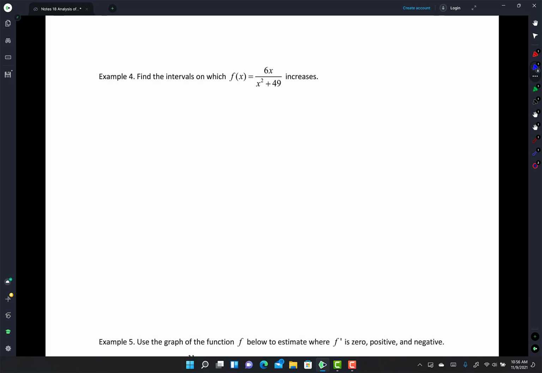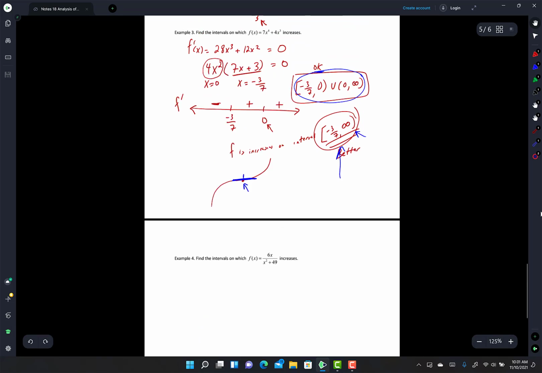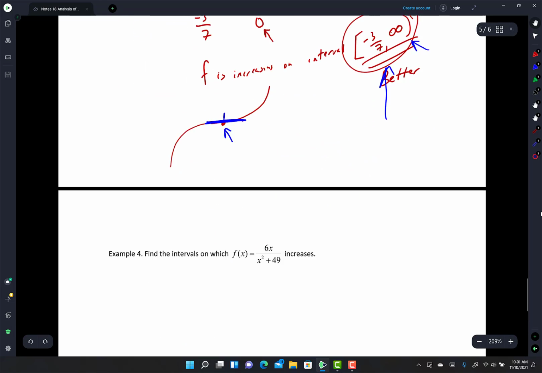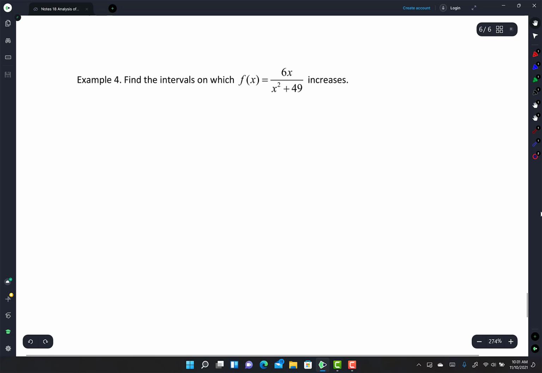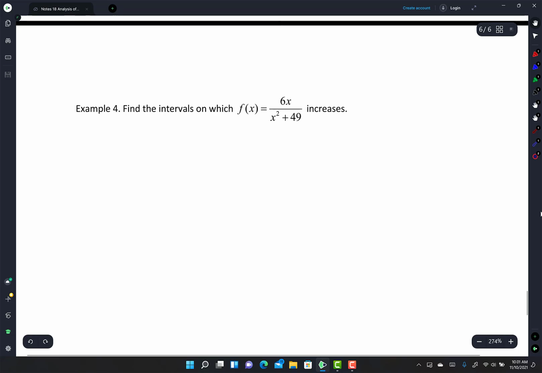All right, so I'm going to pause it right here, guys. All right, you guys ready for the next? Example 4. This one says, find the intervals on which this function is increasing. So all we know right now is 2 basic rules. Well, we know several things, but in terms of derivative, if f prime is positive, this means f is increasing.